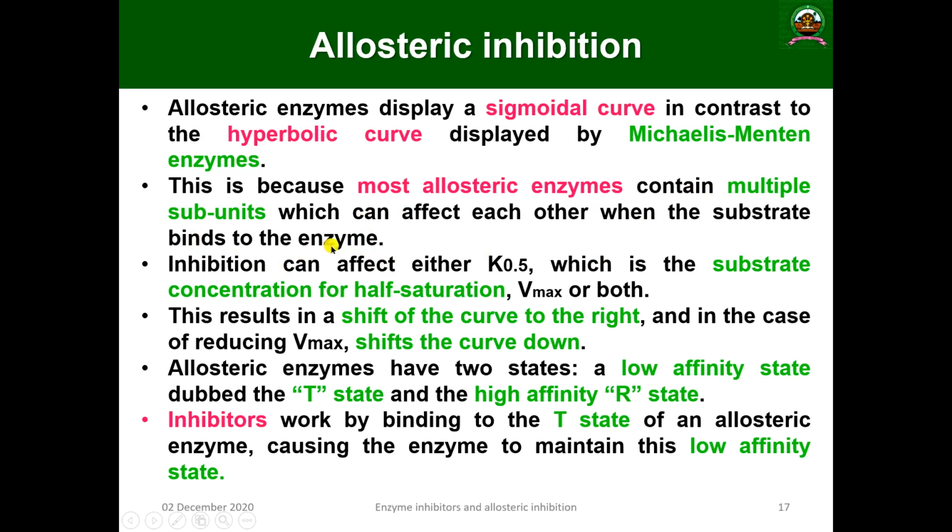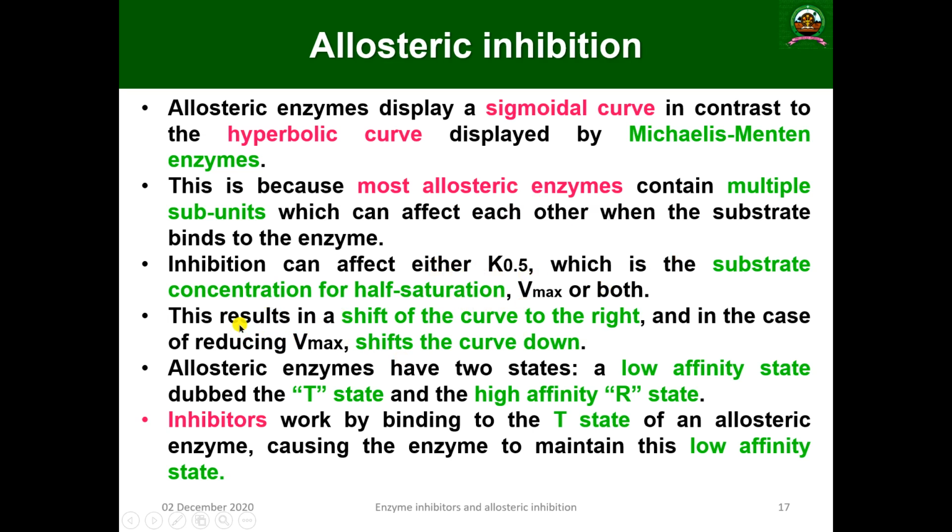I told you most of the allosteric enzymes are made up of multiple subunits which can affect each other when the substrate binds to the enzyme. The inhibition can affect either the K0.5, which is the substrate concentration for half saturation, the Vmax, or both.